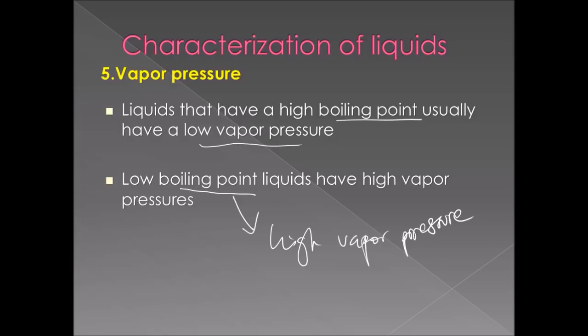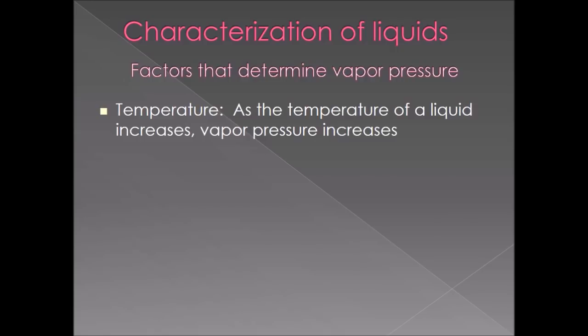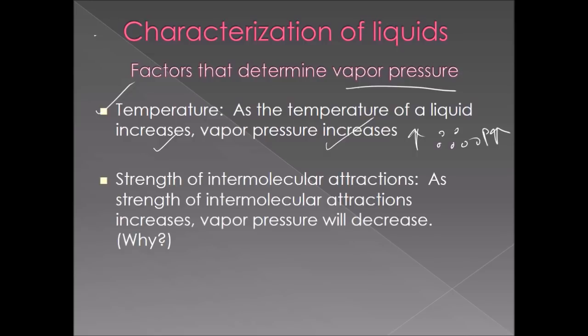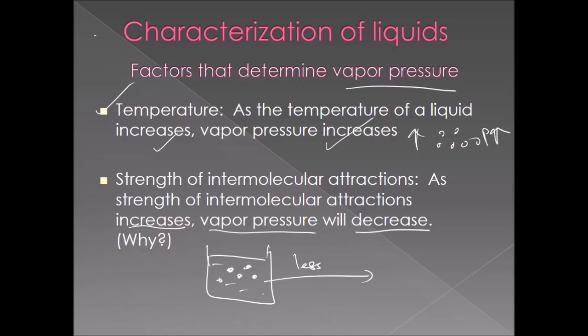Alright, about the factors affecting vapor pressure, the first is temperature. As the temperature of the liquid increases, vapor pressure increases because the kinetic energy of the molecules increases, so more molecules evaporate and the pressure increases. Secondly, is the strength of intermolecular attraction. As the strength of intermolecular attraction increases, vapor pressure will decrease, because when the molecules have stronger intermolecular interaction in the liquid, they are less likely to evaporate. When they are less likely to evaporate, the pressure decreases.